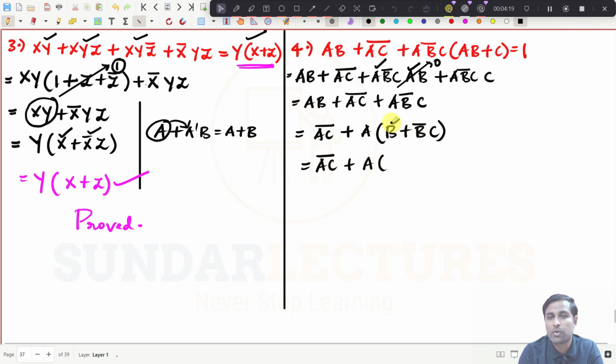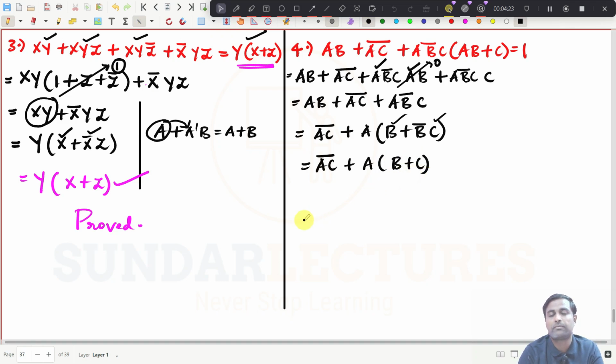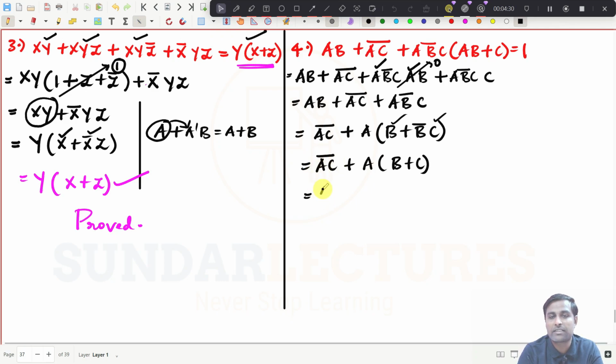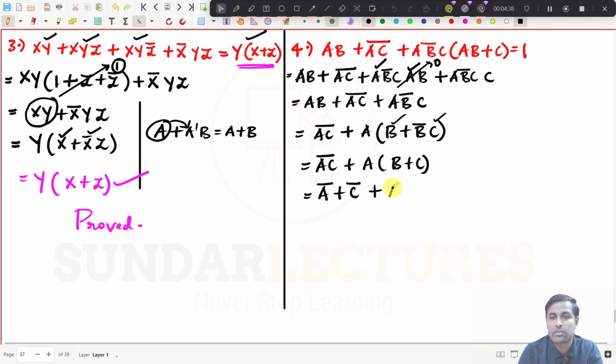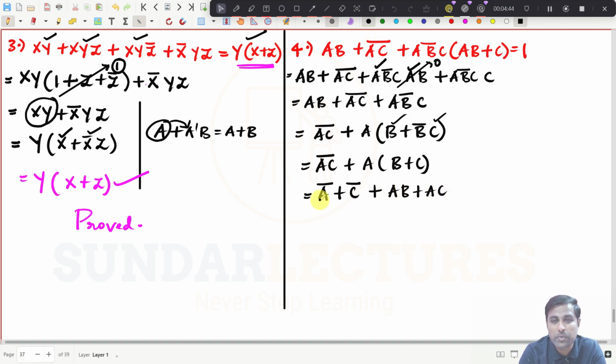This becomes, now you can add these two, right? So this will be b plus c, and now what you can do, you can split this one. This, by De Morgan's theorem, this can be written as a bar plus c bar straight away, right? And then you can multiply this one, right? So this will be ab plus ac, and you can rearrange this one.